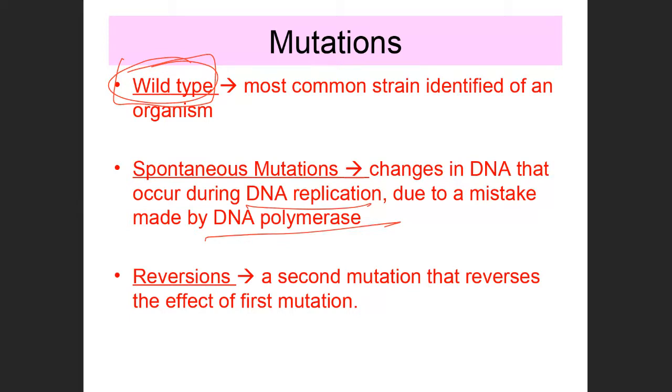Now, a reversion, we're going to talk about at the end of the chapter. A reversion is a second mutation that reverses the effect of a first mutation. The first mutation created a non-working protein.